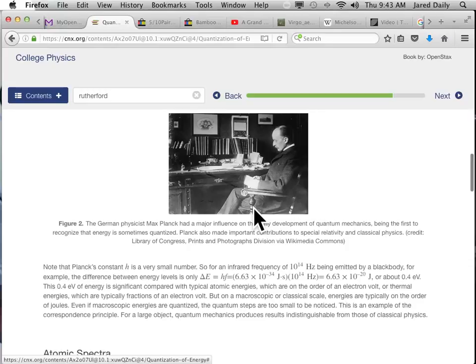Max Planck quantified it. He was able to put this equation to it. So if you want to measure the energy for any photon of light, you take Planck's constant, 6.63 times 10 to the minus 34 joule seconds, and multiply by the frequency of the light. In this case, 10 to the 14 hertz, which is an infrared frequency. And it gives 6.63 times 10 to the minus 20 joules of energy for that particular photon. That wavelength of light comes in packages of this size, 6.63 times 10 to the minus 20 joules.